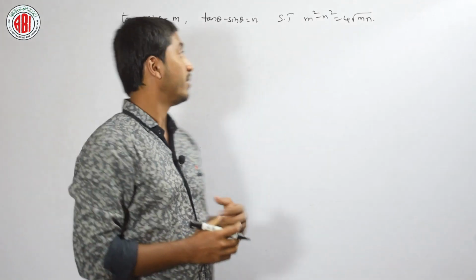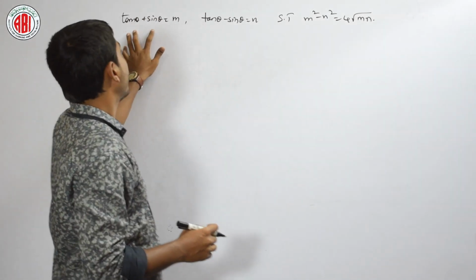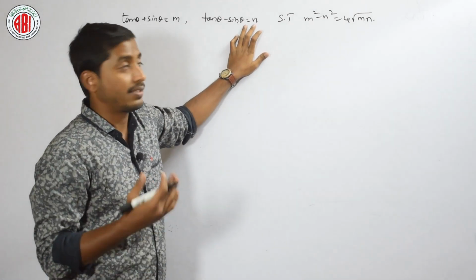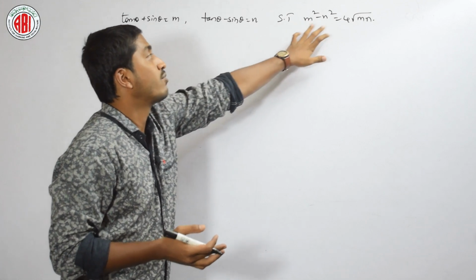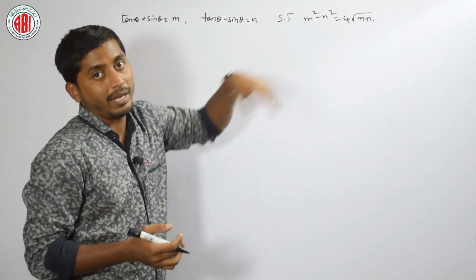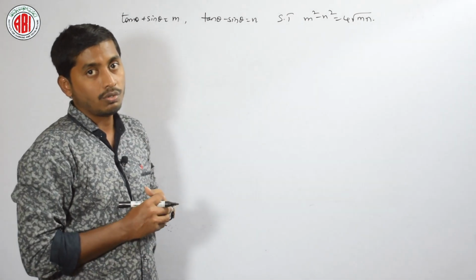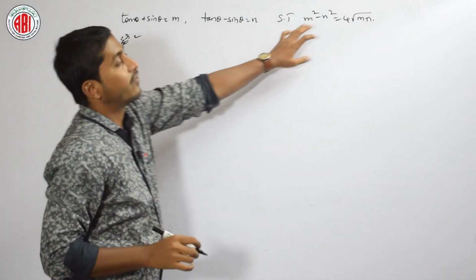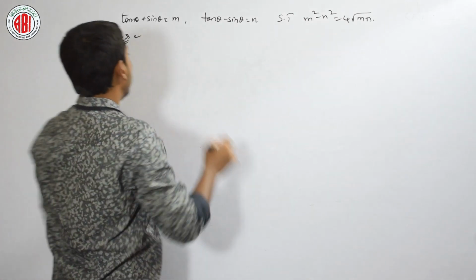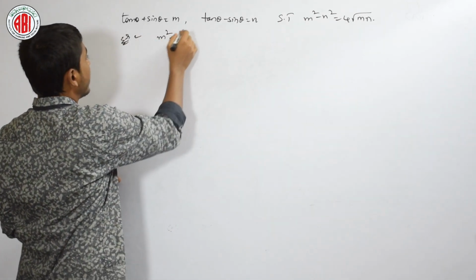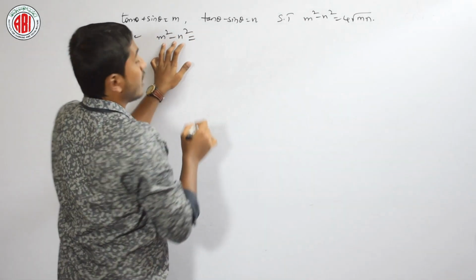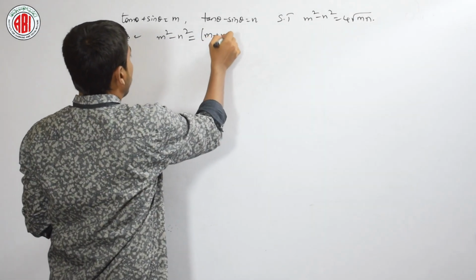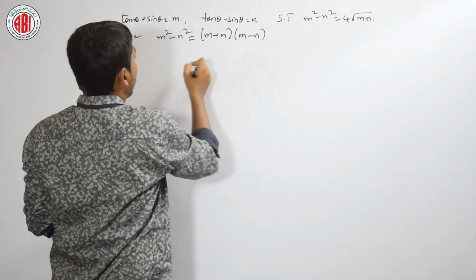Okay, the next problem. It is given that tan theta plus secant theta is equal to m, tan theta minus secant theta is equal to n. He is asking us to show m square minus n square is equal to 4 root mn. Let us see how to solve that. See here, solution. He is asking us to find the value of m square minus n square. It is in the form of a square minus b square, which can be written as a plus b into a minus b.